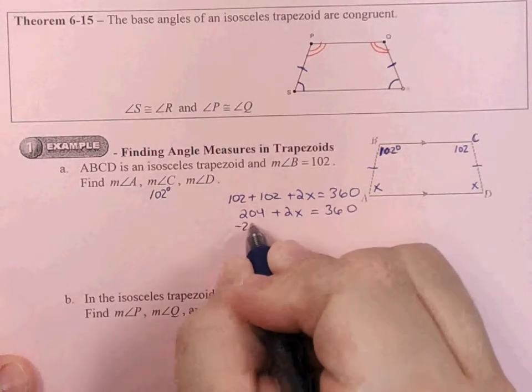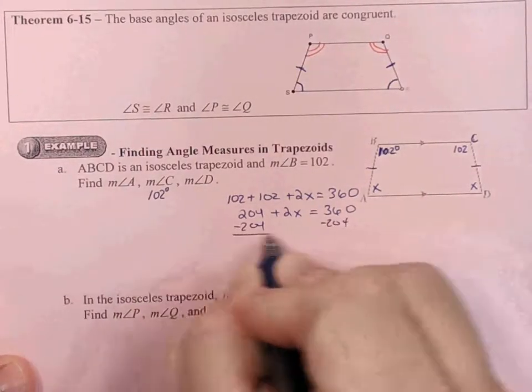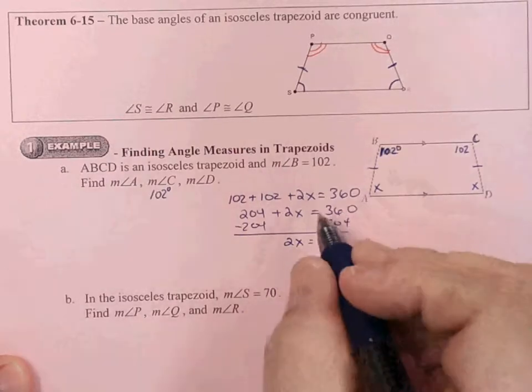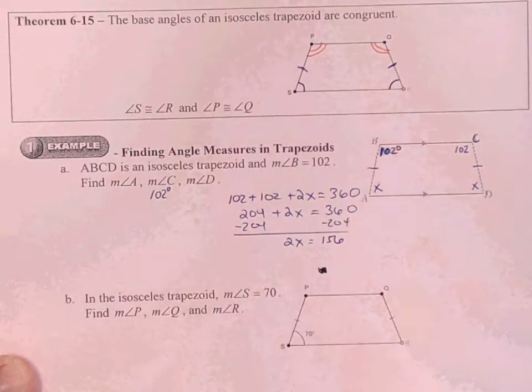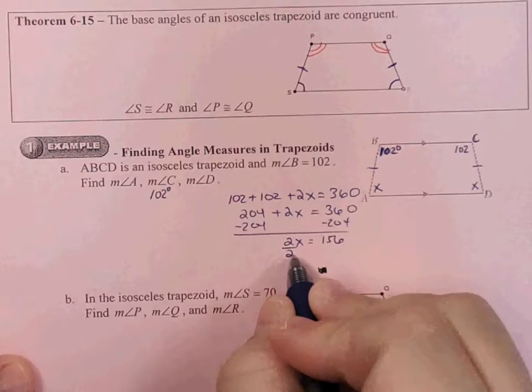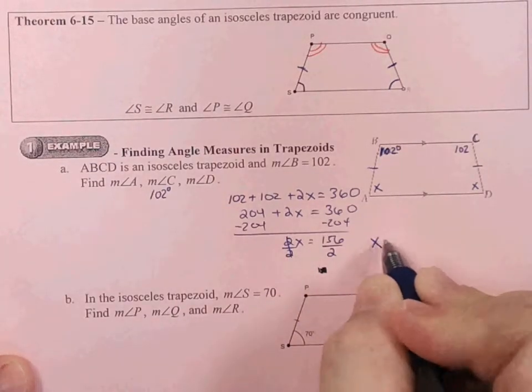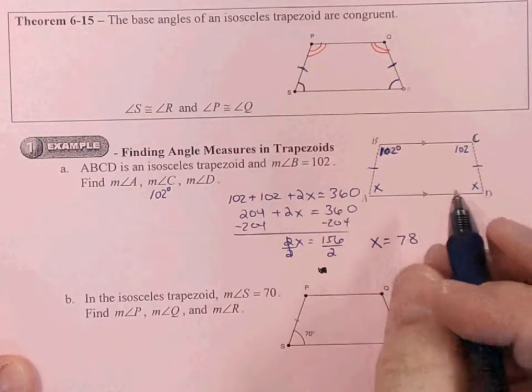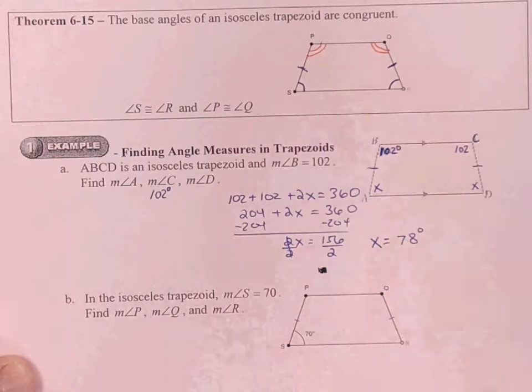When you subtract off 204, you get 2x equals 156. And you divide by 2, x is equal to 78 degrees.